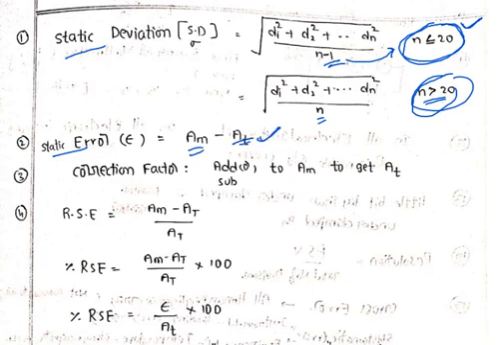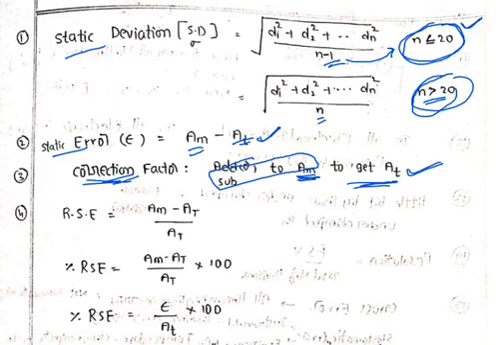Important. And third one, correction factor. Correction factor is a value you add or subtract to the measured value to get the true value. Okay, so that is regarding correction factor. Again, when you add or subtract a number to the measured value and you get the true value, that number is the correction factor.